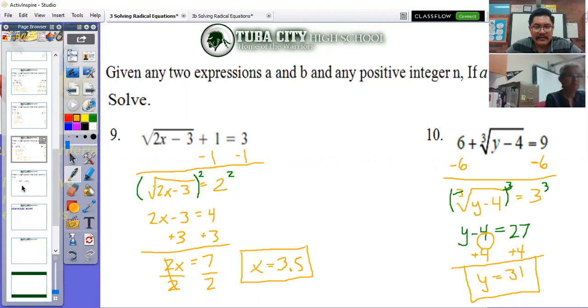All right, now we're gonna finish this one up, and this will be the last one we're gonna do for our review. Then we'll move on to the lesson that we're doing today.